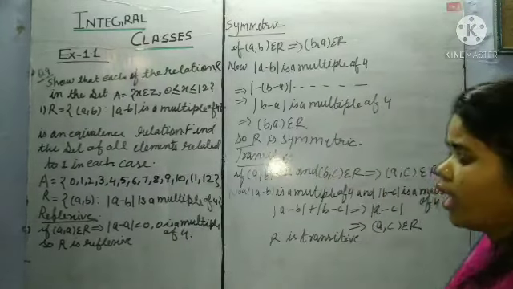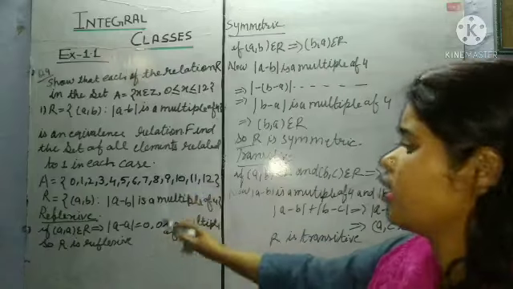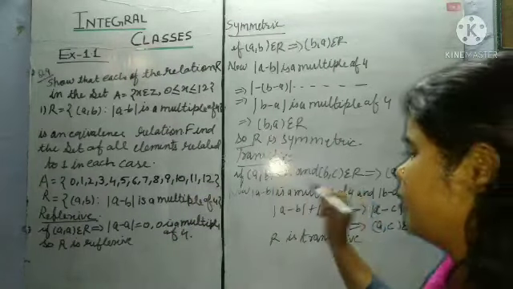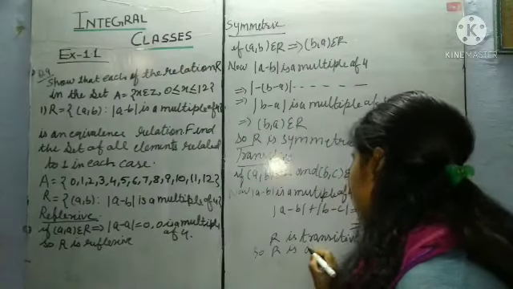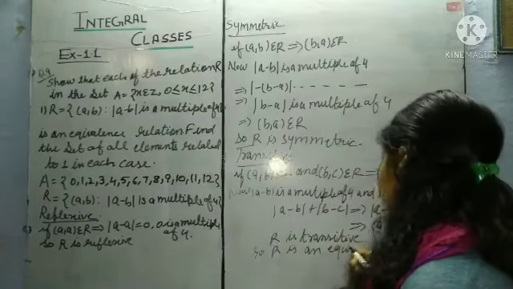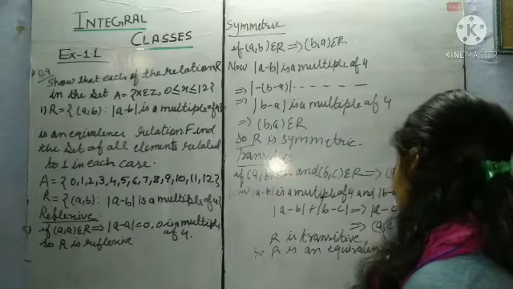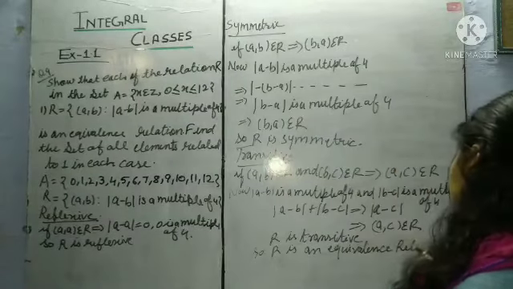So now R follows here 3 conditions. R is reflexive, symmetric, transitive. So R is an equivalence relation.